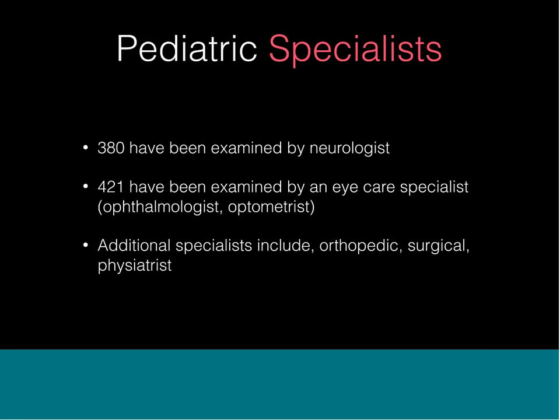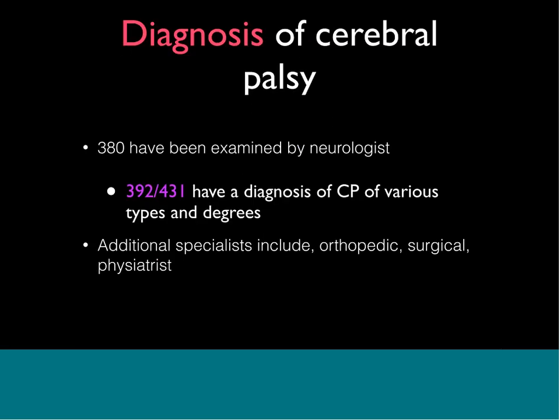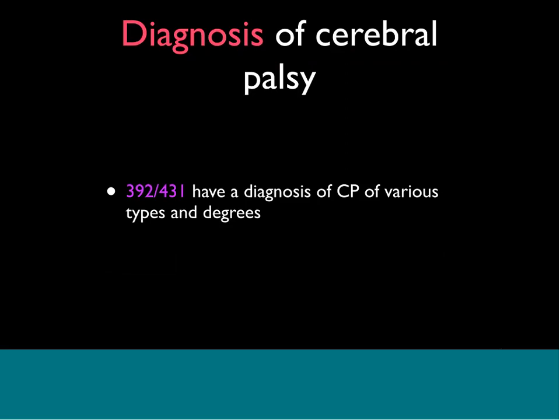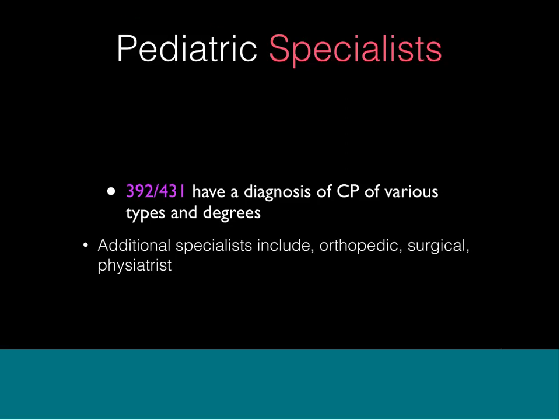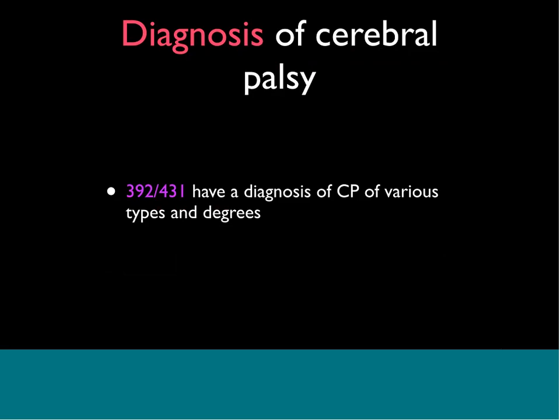380 of these individuals have a neurologist. I bet that's not a surprise. 421 have been examined by an eye care specialist. Additional specialists include orthopedic people, surgical people, physiatrists, and so forth. 392 of the 431 have a diagnosis. 329 of the 431 have a diagnosis of cerebral palsy of some type. So it doesn't mean all kids with CVI have cerebral palsy, but it means quite a few do. I've often wondered if we could screen all kids with CP for CVI, what would we find?